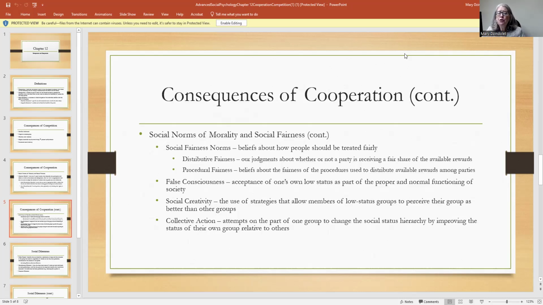Okay? Distributive fairness is more like the rules that we set up. It's our judgments about whether or not a party is receiving a fair share of the available rewards. Whereas procedural fairness is more about the procedures. It's almost like, when I think of policies and procedures, distributive fairness is sort of like the policy, and procedural fairness is the procedure we use so that the policy is followed. Procedural fairness is the beliefs about the fairness of the procedures used to distribute the available rewards among the parties.